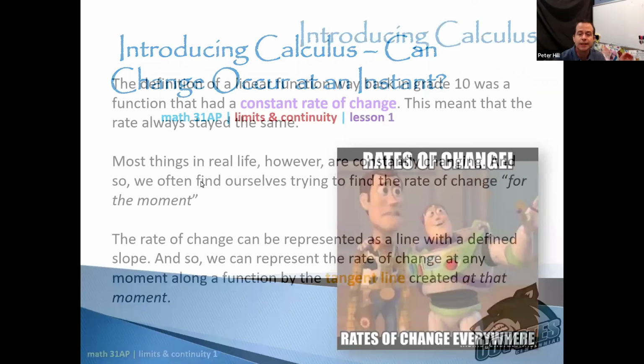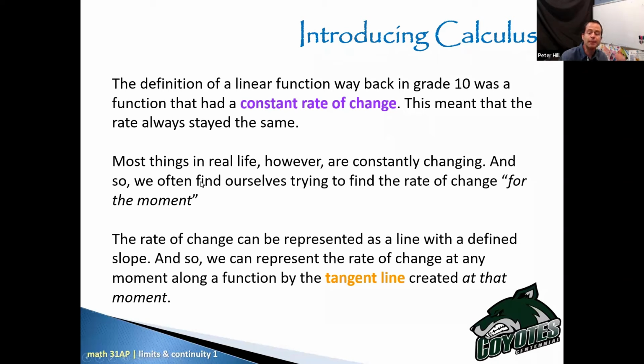The definition of a linear function way back in grade 10 was a function that had a constant rate of change. This meant that the rate always stayed the same, right? If my slope on a line was 2, that meant every time I was on the line, I could go up 2 over 1 and I'd be back on the line. I could go up 2 over 1. I could go up 4 over 2. That's still a constant rate of 2.